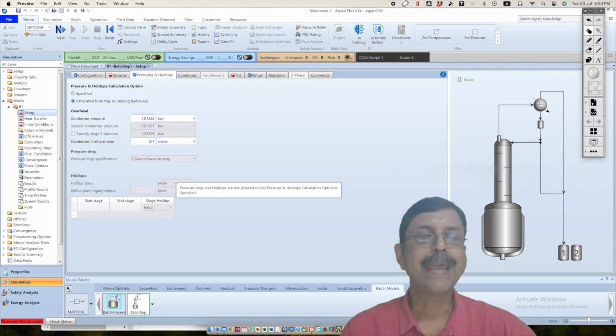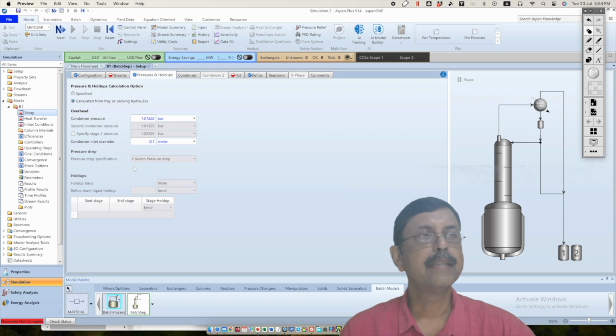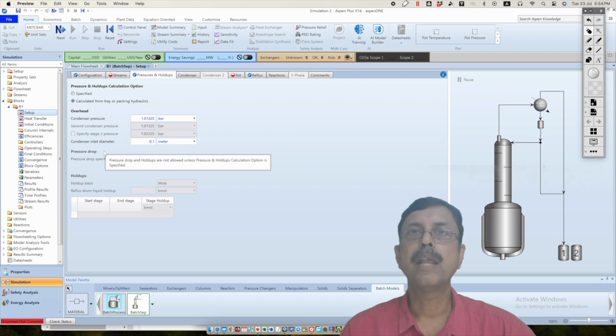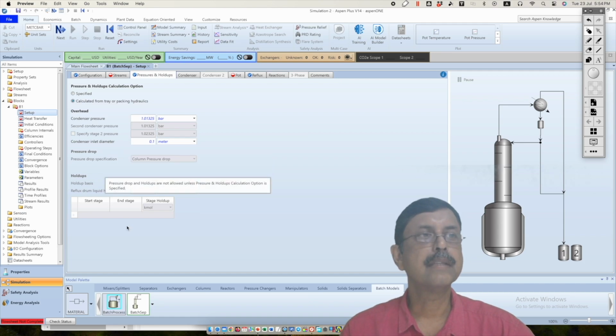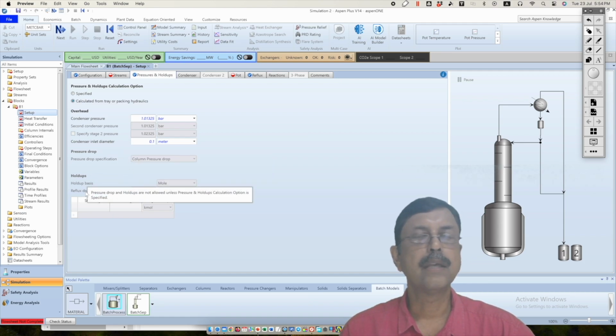And if you choose calculate it from the tray or packing hydraulics, then all those things will be inactive because they will be calculated based on the condenser pressure and the condenser inlet diameter. So with this column, tray or packing hydraulics, all other calculations such as the pressure drop and the hold up will be calculated accordingly.